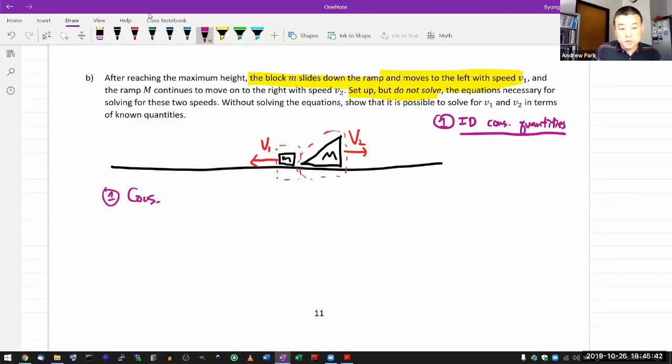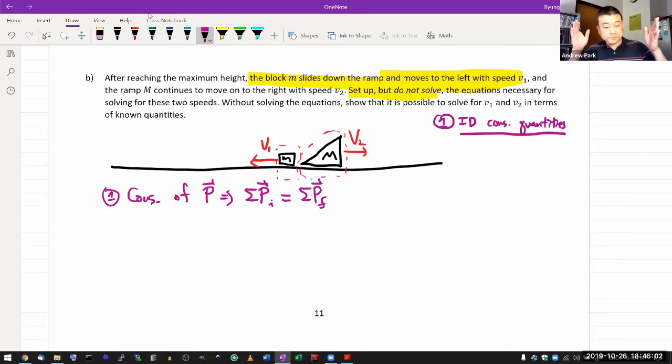Write down the conservation of momentum equation, which will look like the total initial momentum is equal to the total final momentum. And I like to write this in a way that it starts all the way from the beginning to the end, because I could have made a mistake in an intermediate step in part A, and I don't want the answer here to be affected.